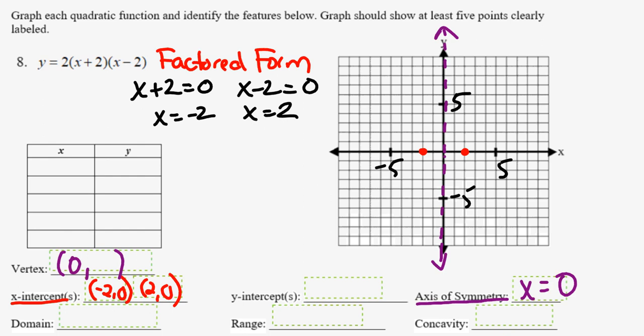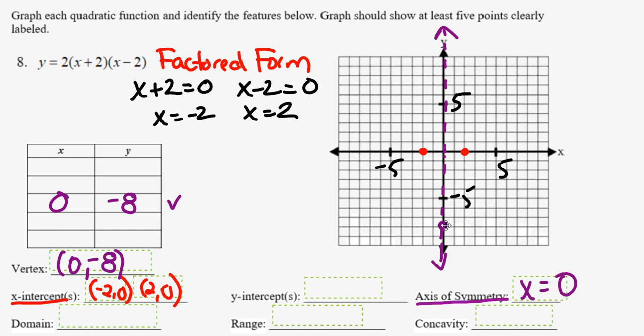Now, the vertex lies on the axis of symmetry, so I know that the x value for the vertex is also 0. To find its corresponding y value, I'm going to take that 0 and put it into my function and work it out to see what that's going to be. So I know 0 plus 2 is 2, 0 minus 2 is -2. -2 times 2 is -4, times 2 again, that would have to be a -8. So I have the y value for my vertex at -8. I also can plot that right here for my graph.